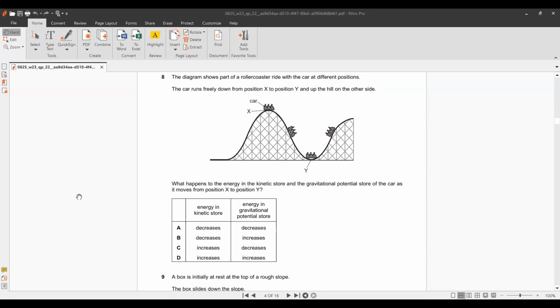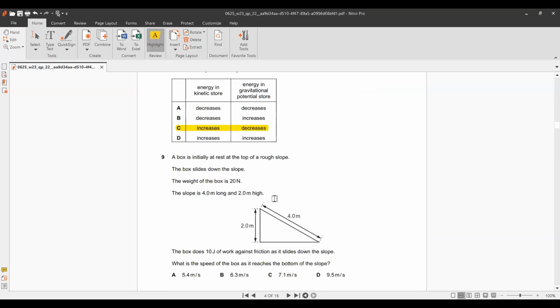So which would be the right option? Energy in kinetic store would increase and energy in potential store would decrease. Option number C.